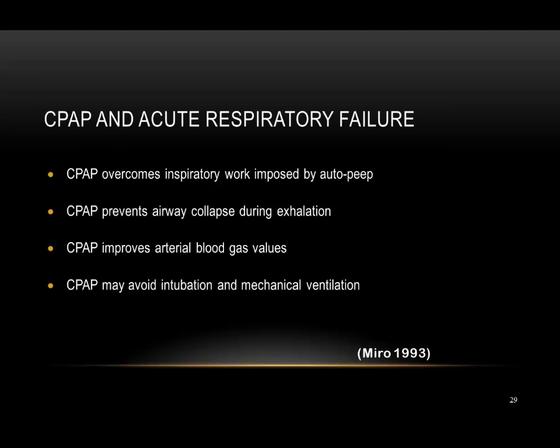Acute respiratory failure can be treated with CPAP if you catch it early enough. Remember, the patient has to be spontaneously breathing fast enough for the CPAP to work for them. CPAP can overcome inspiratory work imposed by auto-PEEP. It can prevent airway collapse during exhalation and has an effect of splinting the airways. It improves arterial blood gas values and hopefully will help avoid intubation and mechanical ventilation for the patient.